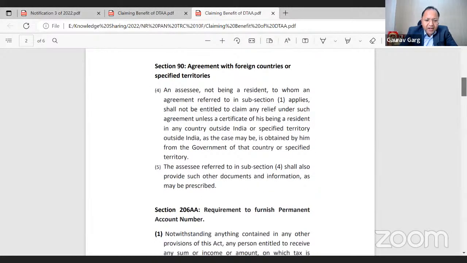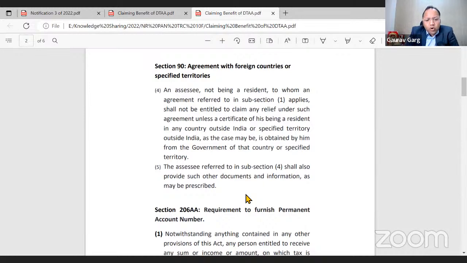Let's read section 90. I'm going straight to subsection 4. Section 90(4) says an assessee, not being a resident, to whom an agreement referred to in subsection 1 applies, shall not be entitled to claim any relief under such agreement unless a certificate of his being a resident in any country outside India or specified territory outside India, as the case may be, is obtained by him from the government of that country or specified territory.